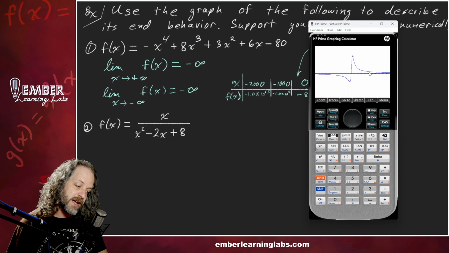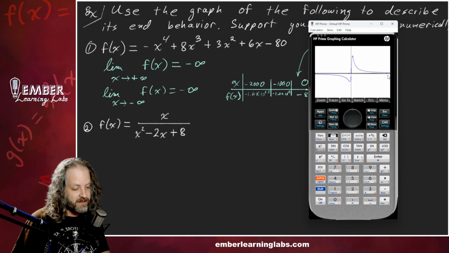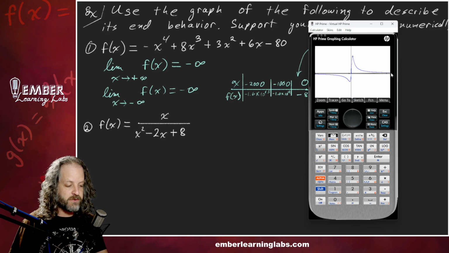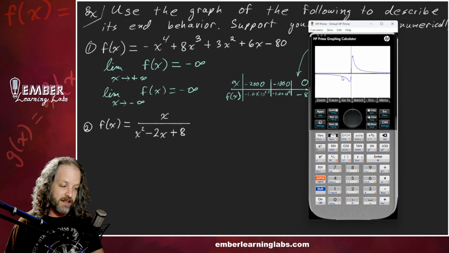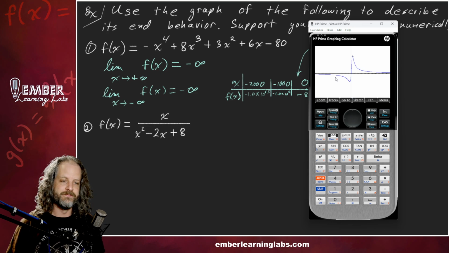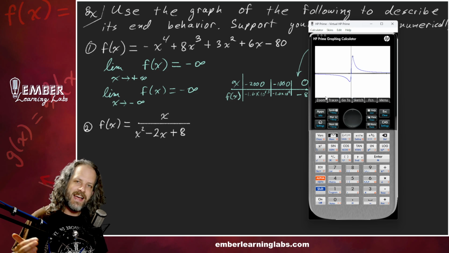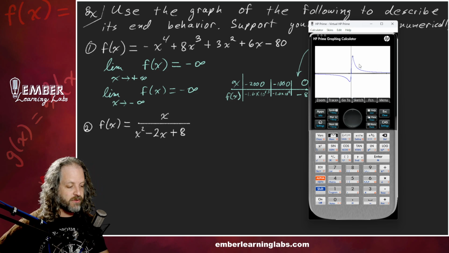It looks like as x approaches positive infinity, it's also approaching zero. So the left end behavior is almost certainly zero, and the right end behavior is almost certainly zero.